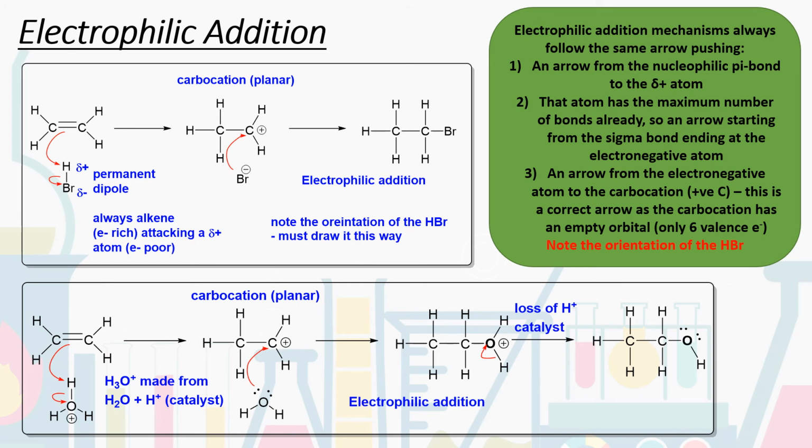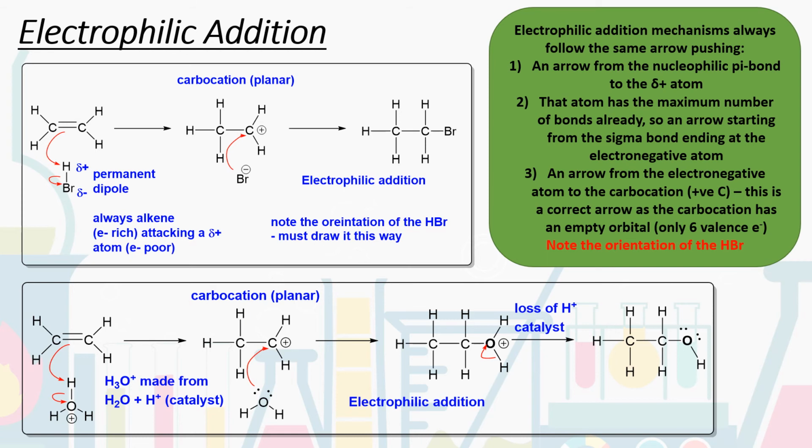We then have electrophilic addition. Now this is where we would have seen this typically in the alkene series of videos. An electrophilic addition mechanism always follows the same arrow pushing. It's an electrophilic addition because we are dealing with an electrophile being added to an unsaturated molecule. Again, it's an addition reaction, so we're going to have some sort of unsaturated molecule, and we're adding an electrophile to it, so electrophilic addition.